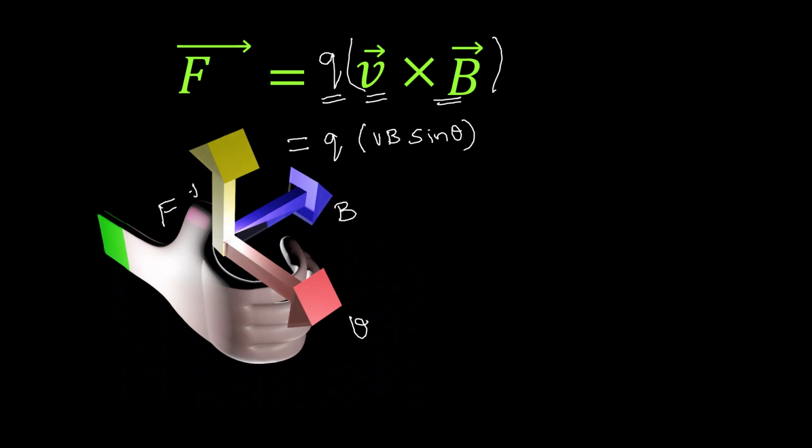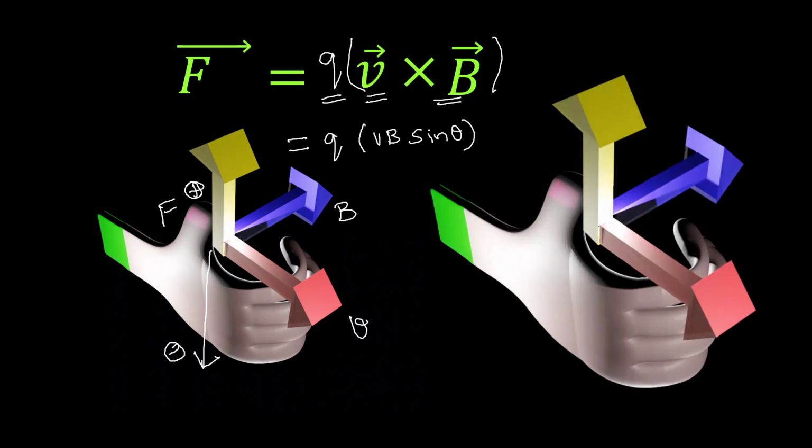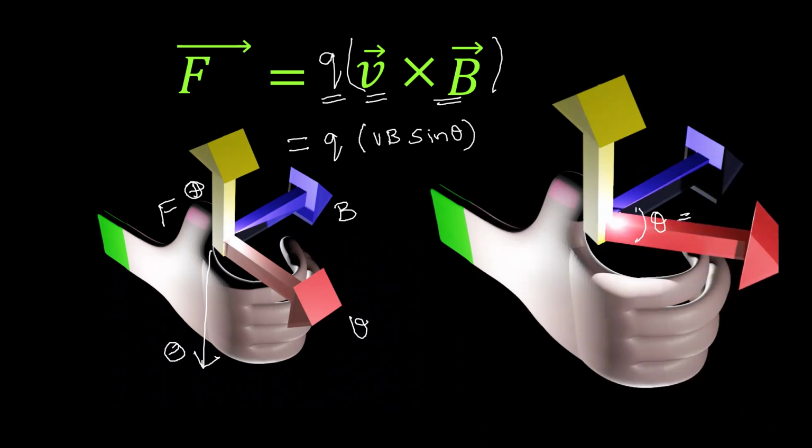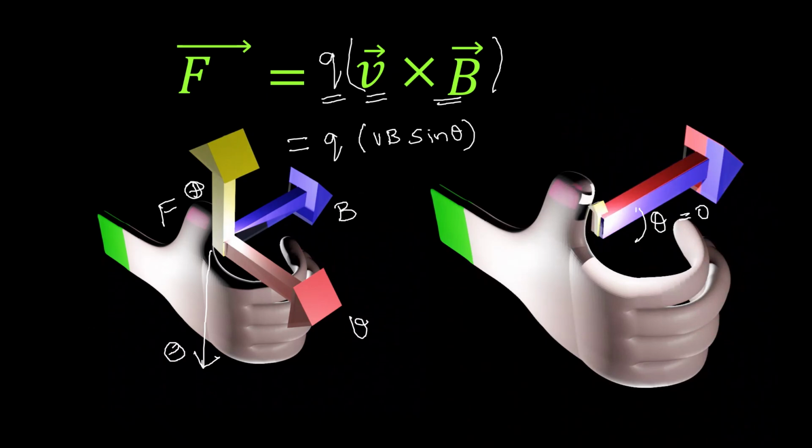If the charge is positive, the direction is upward. If the charge is negative, the direction is opposite, that is downward. In the given question, the magnetic field direction and the velocity of the electron are in the same direction, that is, theta is equal to 0. So substituting 0 here, we get F is equal to 0. So there is no force on the electron. So the electron is moving along the axis of the solenoid with the same velocity.